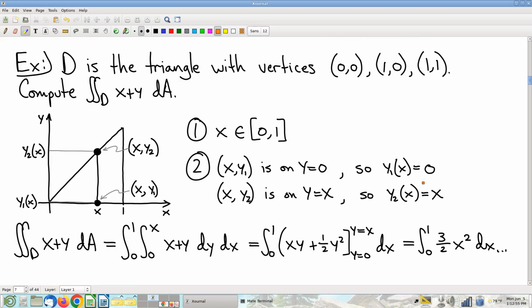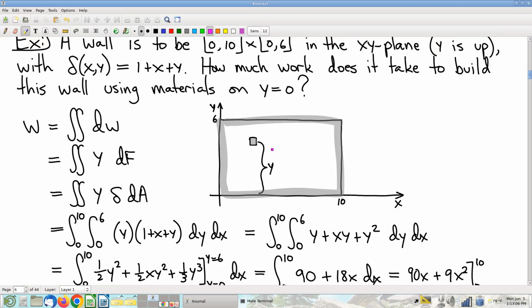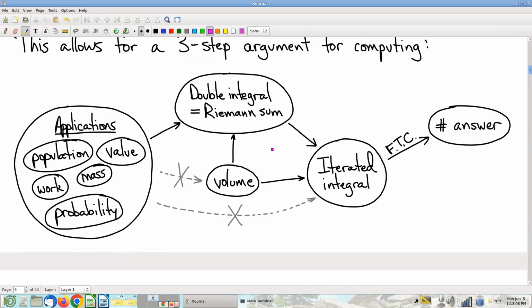Okay, so I'm going to compute this double integral. Now, before I get into all these details, let me remind you of the big picture strategy of what we are doing here. What's our roadmap? Here we go. This is our roadmap, and you'll notice I've started us here. I've started with a double integral. So let's not worry about what application I'm computing. Where did this double integral come from? It came from somewhere. Who cares?